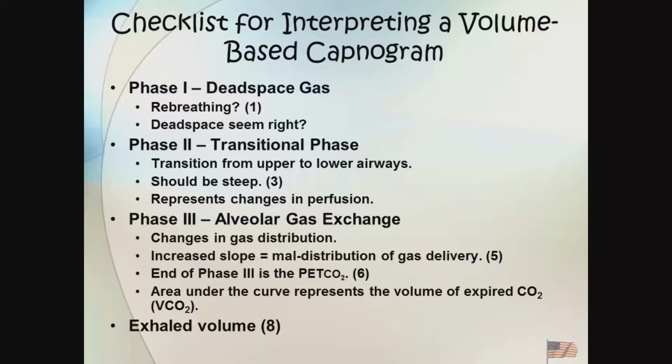Phase 3 then represents alveolar gas exchange, and this is showing the distribution of the gas as the patient is exhaling. And what you want to see here is a flat portion. Any steepness to this is implying that there's a maldistribution of gas elimination. So in other words, certain alveoli are emptying prior to other ones.